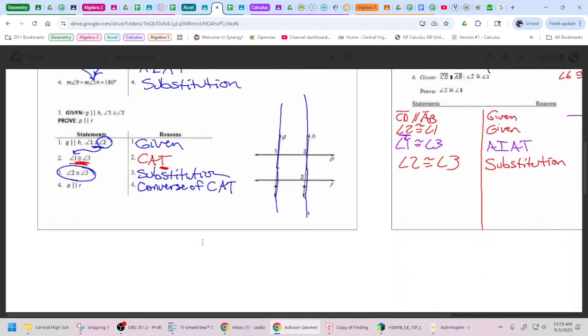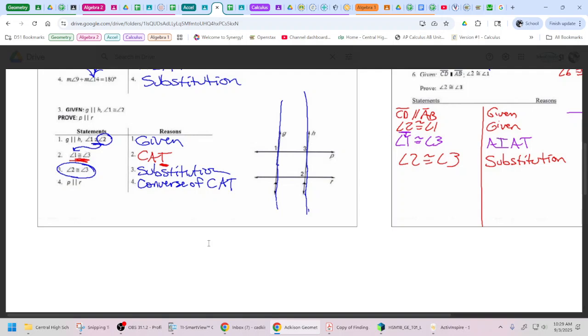Number 3, so again, you see me extending those lines just as a visual. Step 2 is corresponding angles theorem. Sometimes it's helpful to turn your whole paper if you can't see that those are corresponding angles. Okay, angle 2 and 3 is substitution, and then this is a prove parallel. So we have to prove by converse of, and this particular one is converse of corresponding angles.